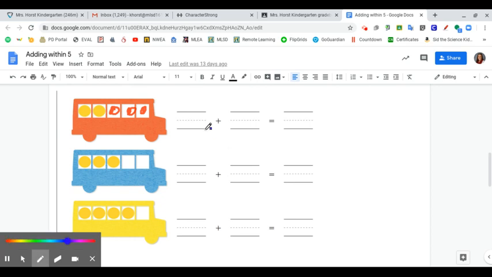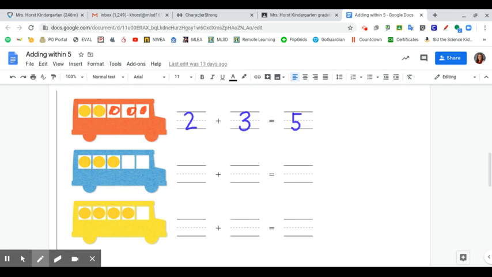Let's write our equation for it. There are two girls and three boys. How many children are on the bus all together? 5, because we're adding within 5. I would like you to do the blue school bus and the yellow school bus as well.